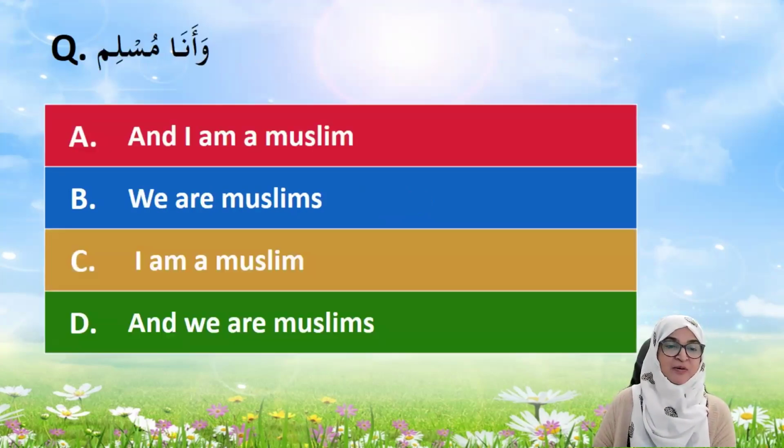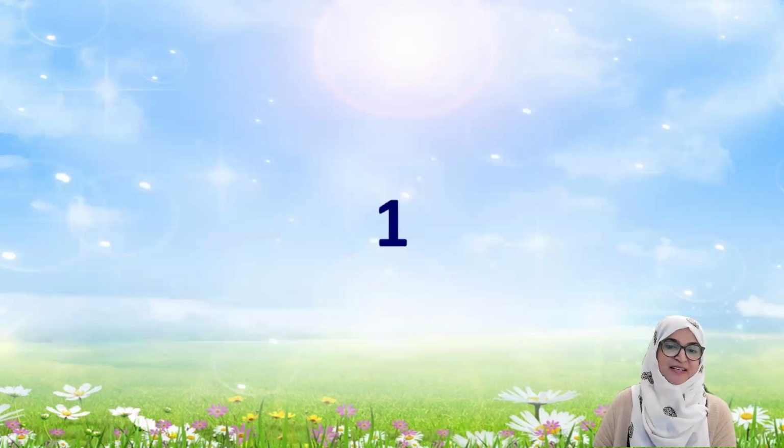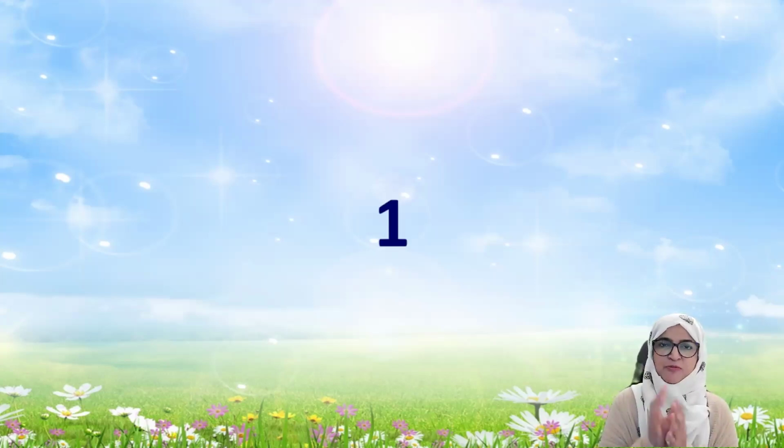Wa ana Muslim. Give me the meaning. Wa, and. Ana, I. Perfect. Okay, now you know one thing that whenever I teach, I give little bits and pieces. So we will have about 4 or 5 parts and we learn little by little together.